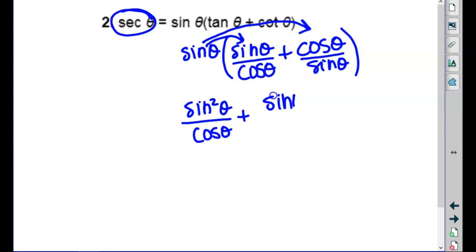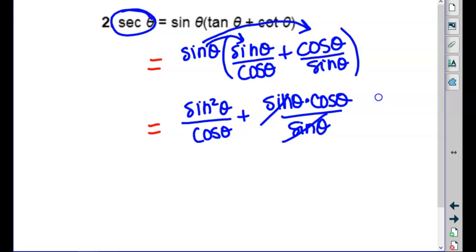plus a sine times cosine over sine, which would be just a cosine, right? Then what? Before I can add them or do anything else, I need a common denominator. So you must show how you got the common denominator. What am I going to multiply this one by? Cosine. No. You can tell me cosine over cosine. Oh, right? But it's got to be a form of 1.